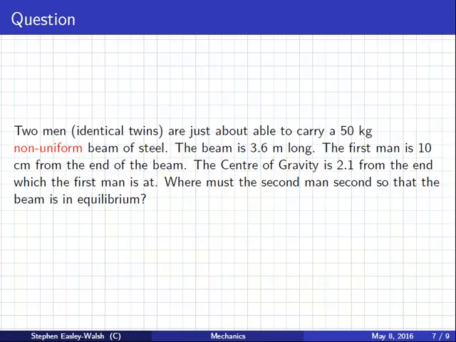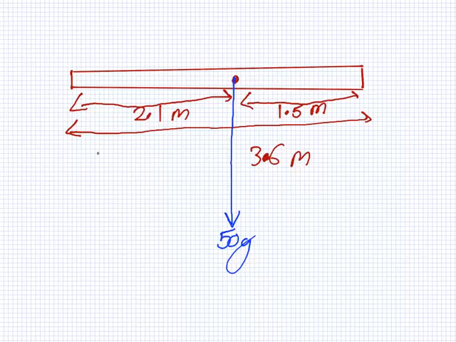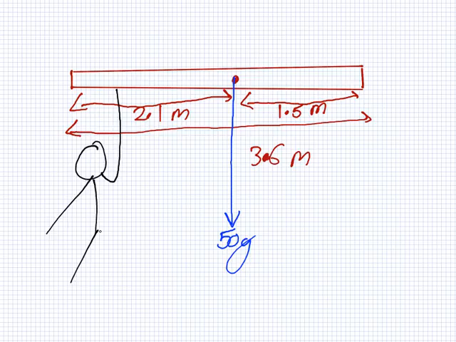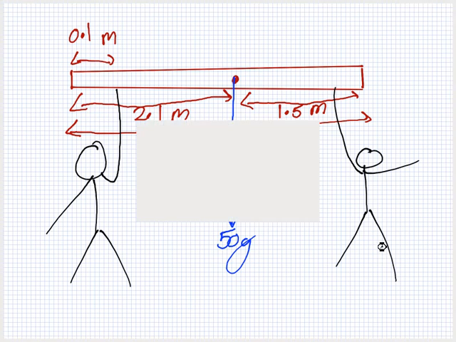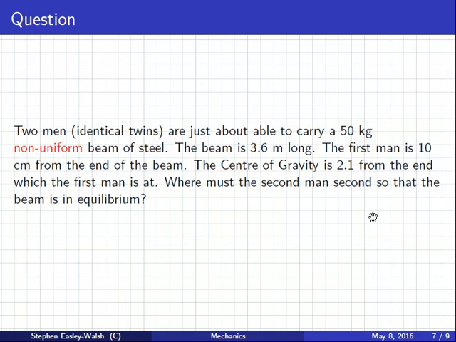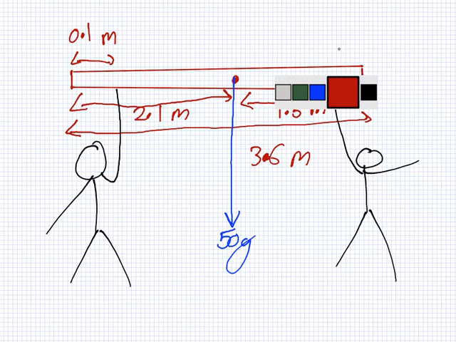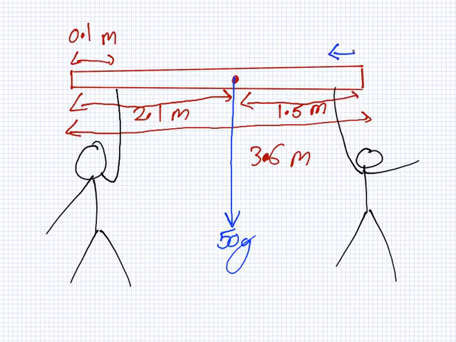The first man is 10 centimeters from the end of the beam. So there's a man here, and this distance is 0.1 meters. And then there's another man here. You get the idea. And we do not know where he is, so we'll just call this distance x.